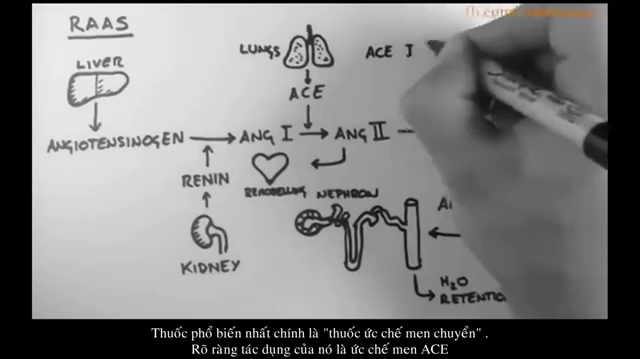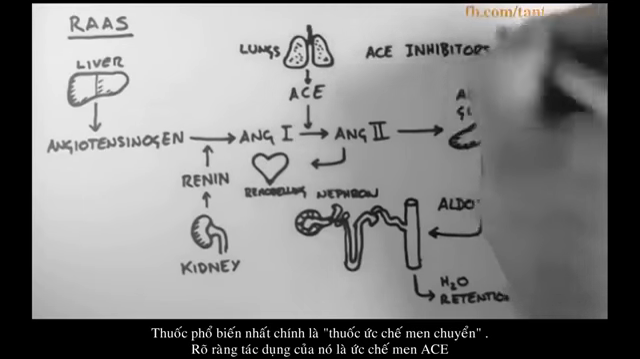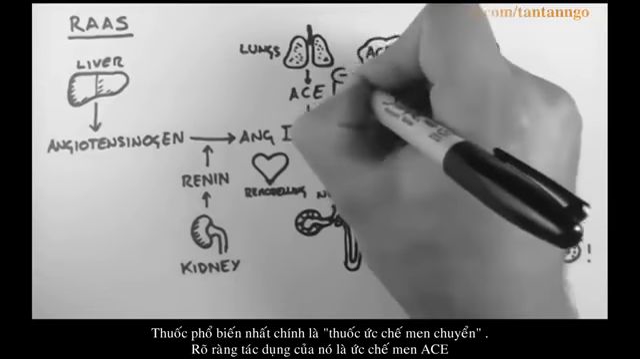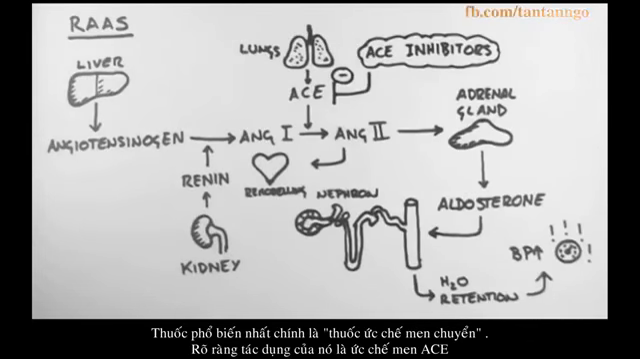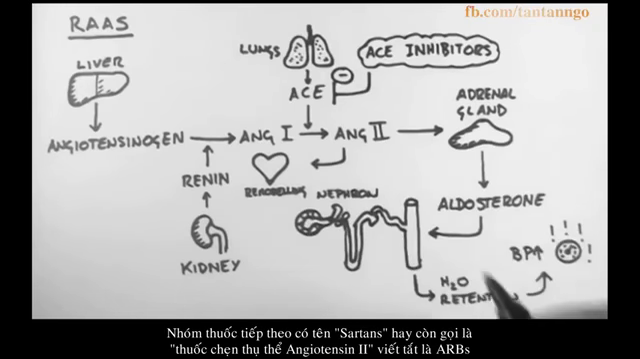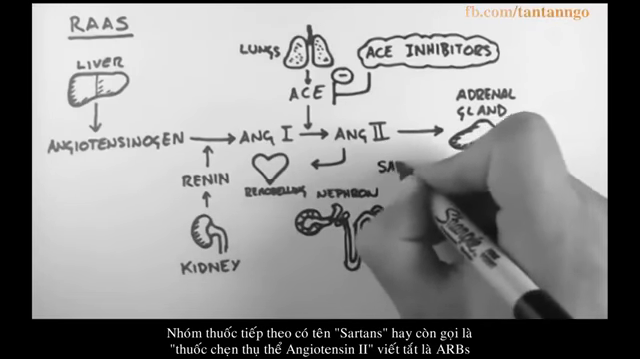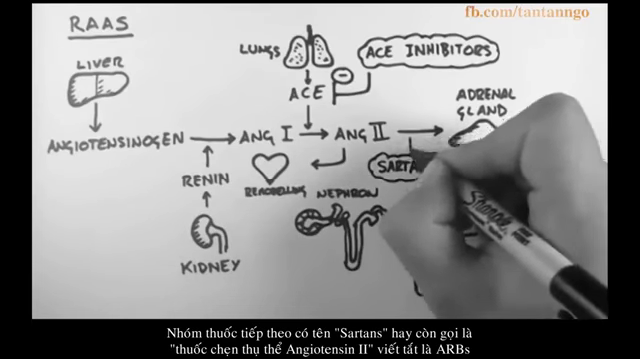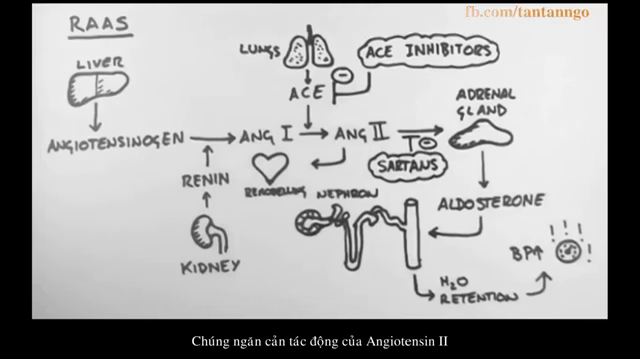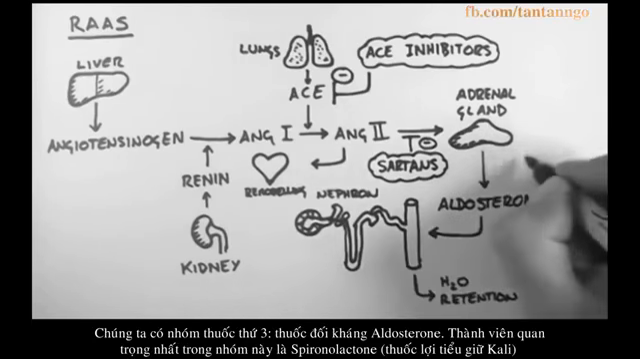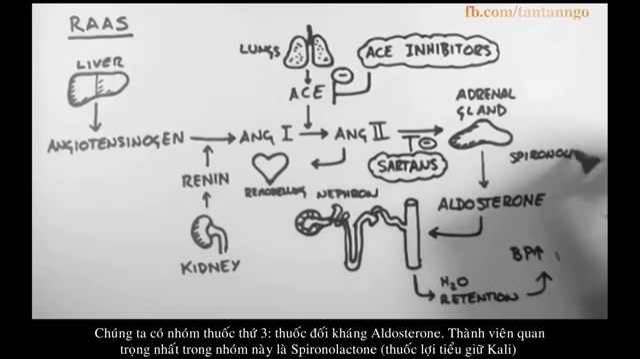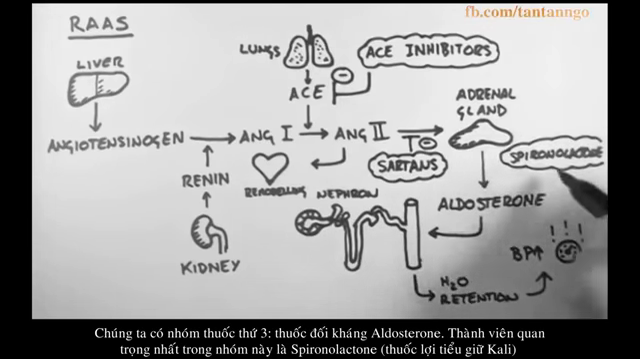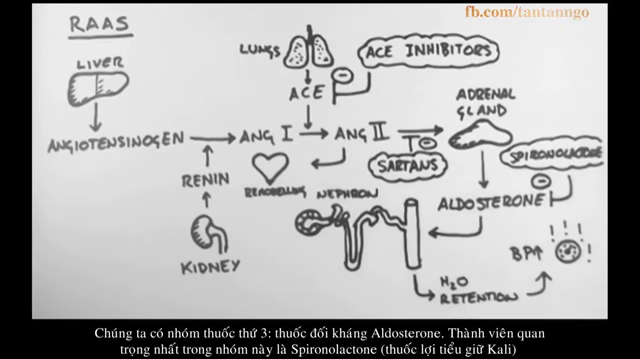The most common drugs are the ACE inhibitors. So these are the angiotensin converting enzyme inhibitors. So obviously these inhibit ACE. The next group of drugs are called sartans, or angiotensin 2 receptor blockers, also known as ARBs, and they stop the effects of angiotensin 2. And then a third set of drugs block the action of aldosterone. And the most important of these is spironolactone.